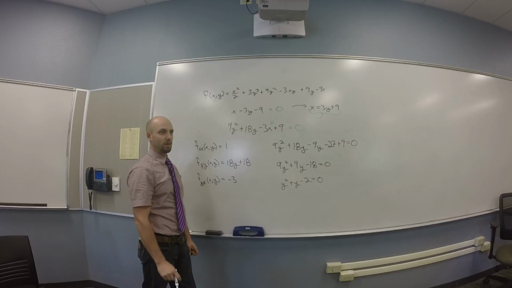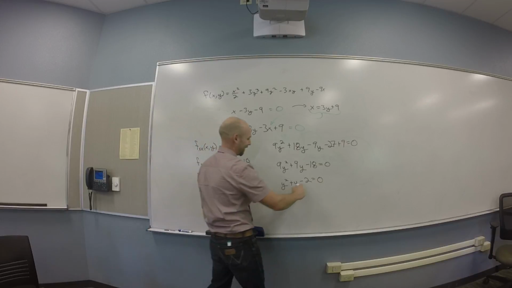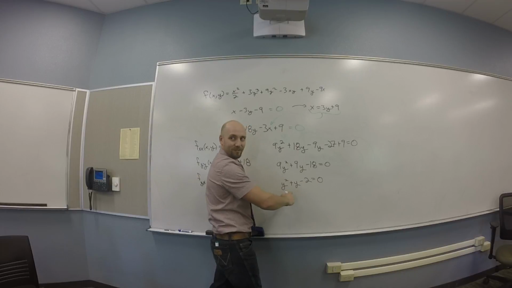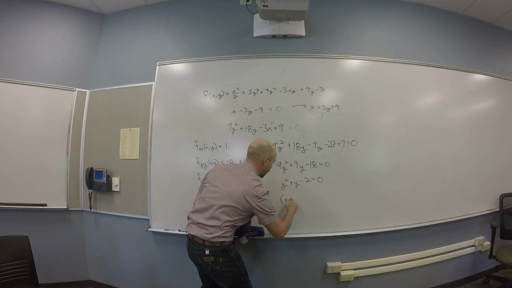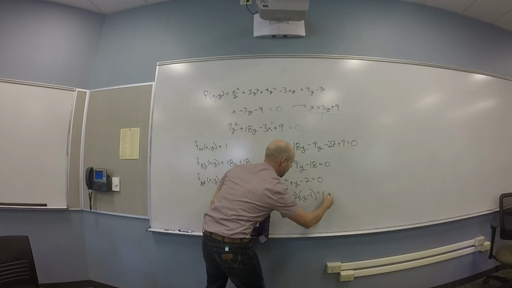Which tells you what? Move the 2 over. You can do that. It's easier in the end. No, it's not. Factor. You want two numbers that multiply to negative 2 and add to 1, right? y plus 2, y minus 1. So they're 2 and negative 1.